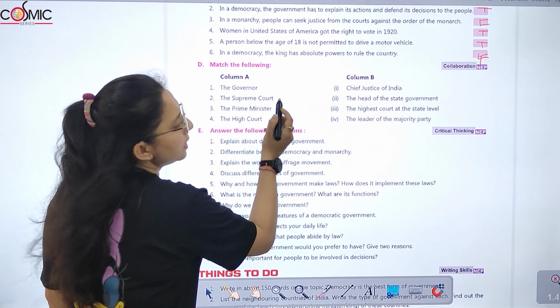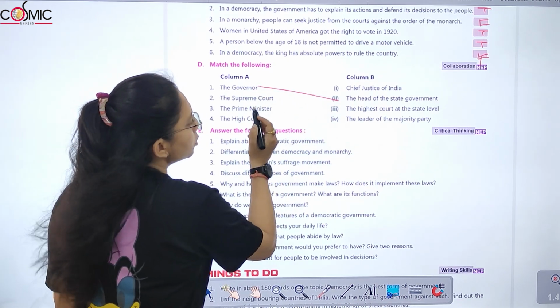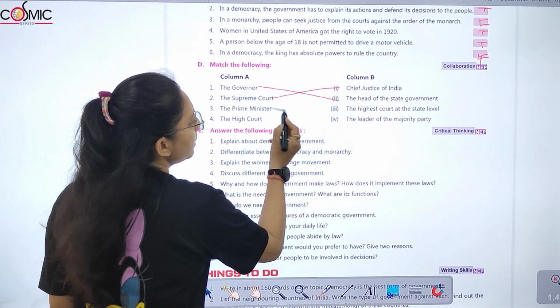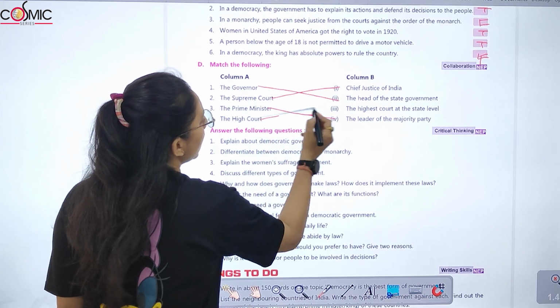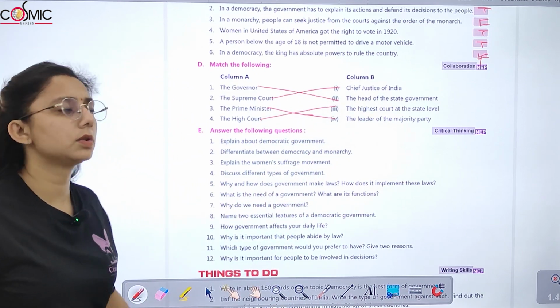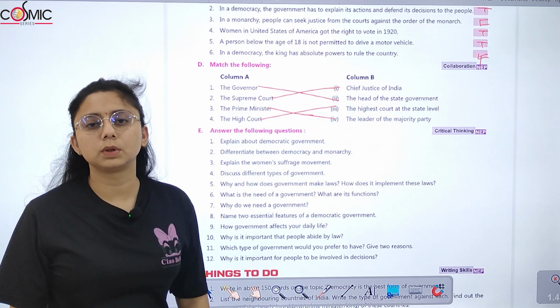Now match the following. Governor, head of the state government. Supreme Court, Chief Justice of India. Prime Minister, leader of the majority party. And High Court, the highest court at state level. Supreme Court is at the national level.